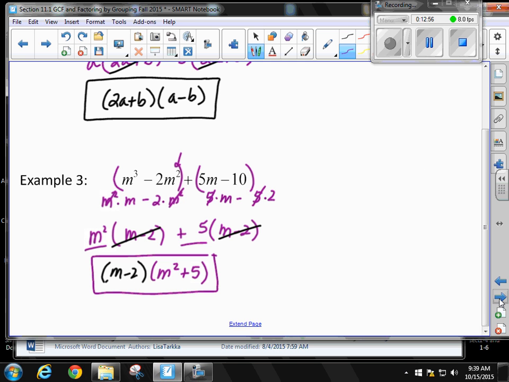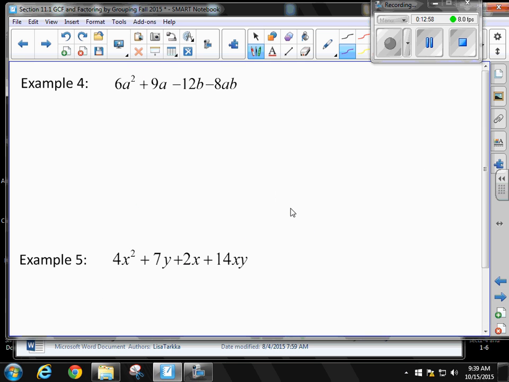I've got 2 more examples for you. Again, I'm going to put parentheses around the first 2 terms and the last 2 terms with a plus sign in between. 6a squared plus 9a. 6 is 2 times 3, and a squared is a times a, plus 9 is 3 times 3, and we have one factor of a. So I can take out 1a and 1 3. 3a is the common factor, and what's left is 2a plus 3.